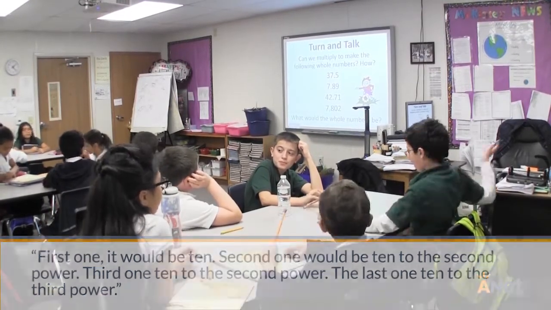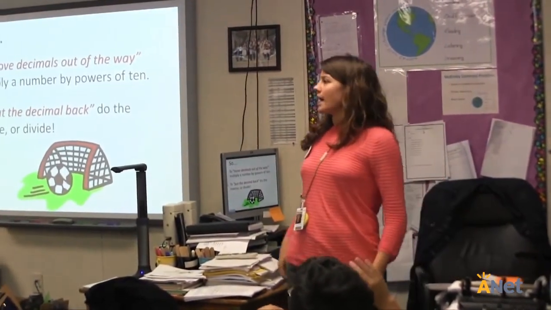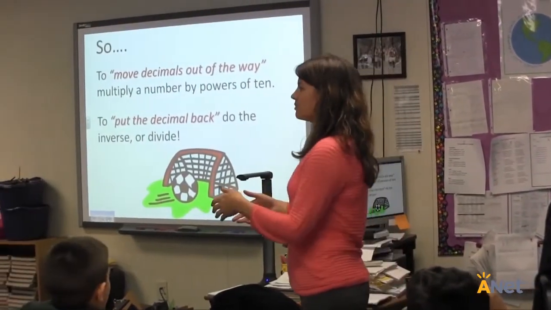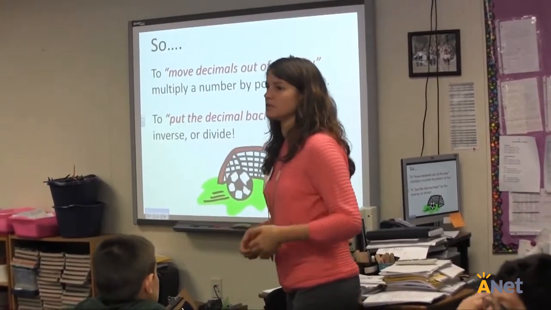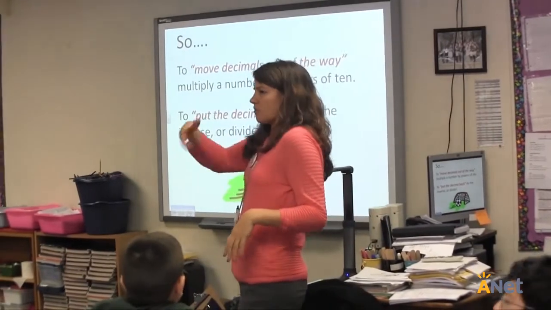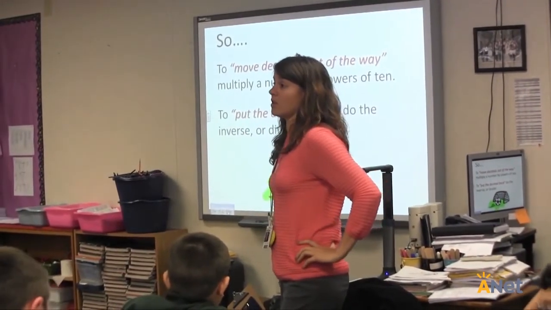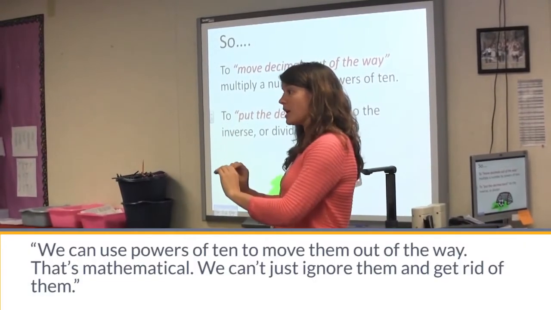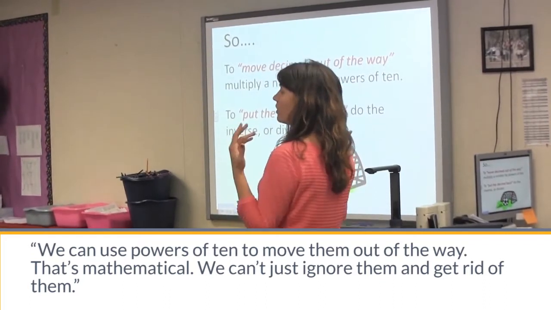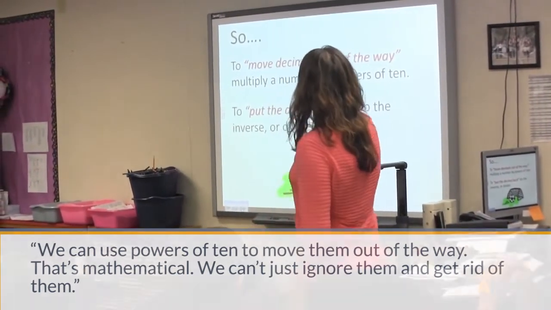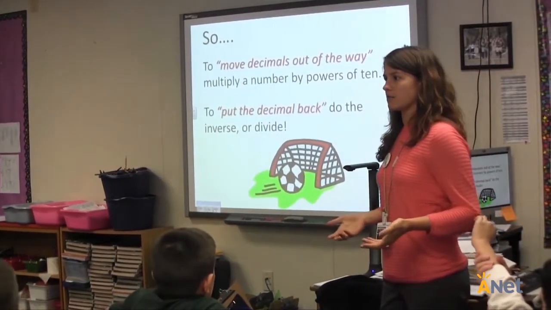So we got it. So essentially what we've talked about today is that when we're going to be multiplying decimals, we're first going to move the decimals out of the way. You're going to talk to older brothers and sisters and parents that are just going to say, just get rid of the decimal. And I hope that you're going to say to them, you can't do that. Right? We can use powers of 10 to move them out of the way. That's mathematical. We can't just ignore them and get rid of them. And then we can put them back by doing the opposite, by dividing.